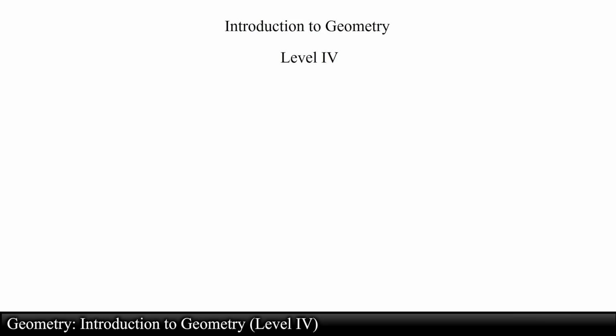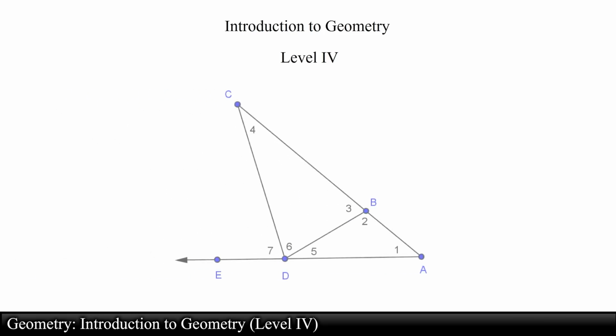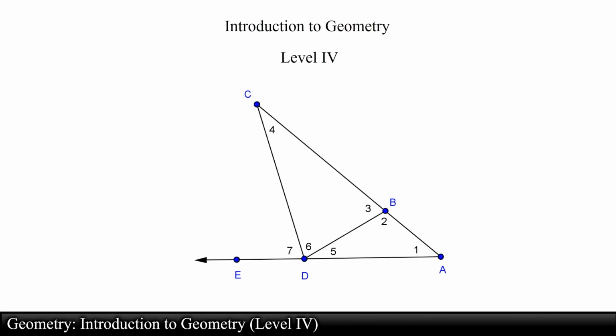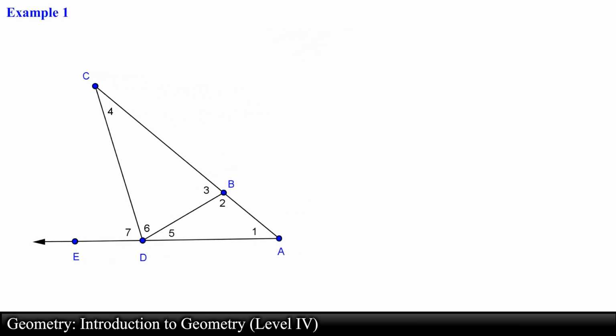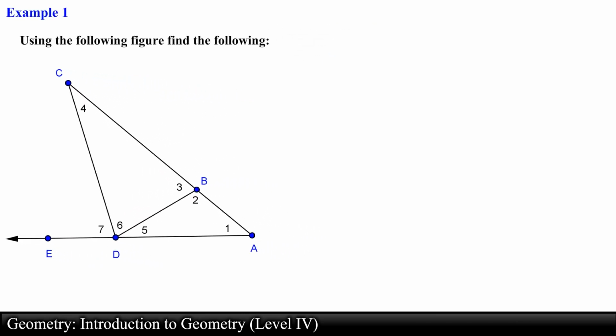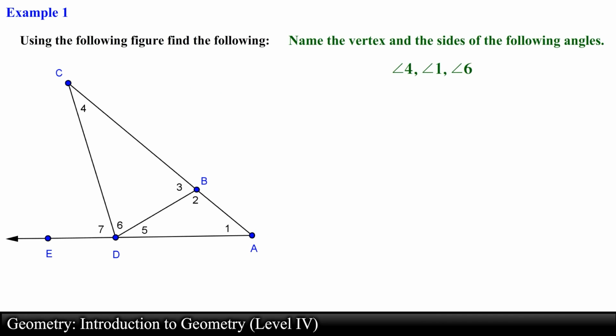Introduction to Geometry, Level 4. In this video, we're going to continue denoting and naming slightly more challenging angles by using the points located on a geometric figure. Let's go ahead and start with the first example. Using the following figure, find the following. Name the vertex and the sides of the following angles: angle 4, angle 1, and angle 6.